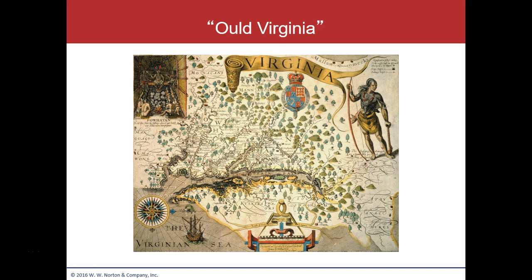All right, so this is Old Virginia. This is a 1624 map of Virginia by John Smith, and this is showing Chief Powhatan in the upper left-hand corner.